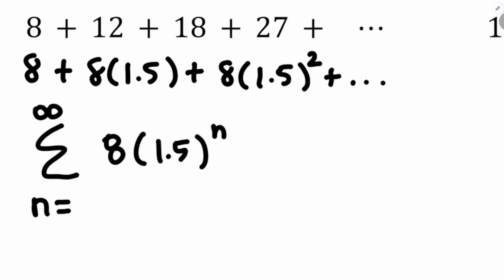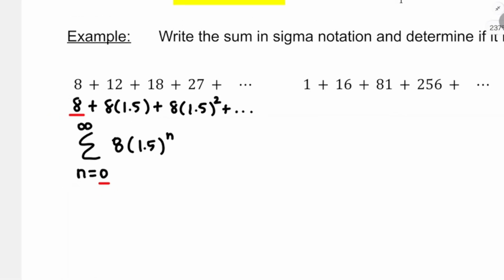But the question is, where do we start? The first one is 8, and there's no 1.5s. That's why we're going to start the sum at n equals 0. And now you could have said 1.5 to the n minus 1, and then n would have started at 1, but it'd be the same thing. It doesn't really matter.